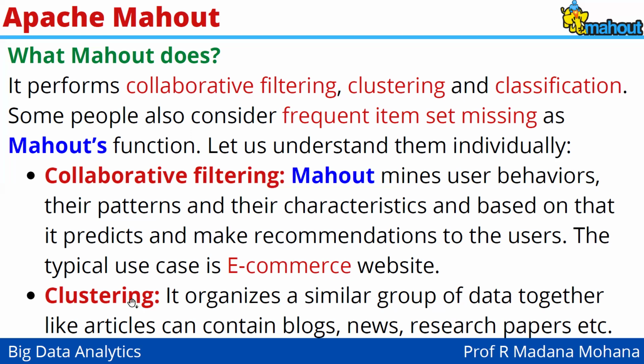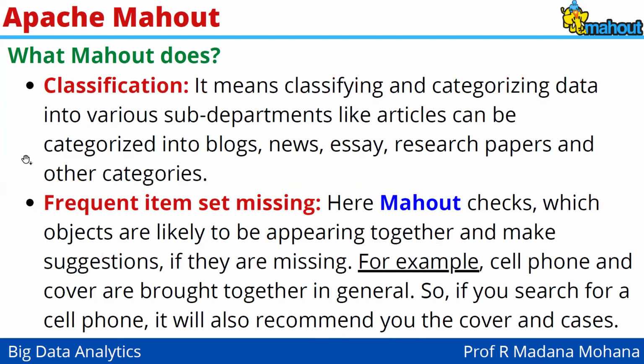Then the next one is clustering. It organizes a similar group of data together, like articles can contain blogs, news, research papers, etc. Grouping the similar items is clustering. The next one is classification. It means classifying and categorizing data into various sub-departments, like articles can be categorized into blogs, news, essay, research papers, and other categories. Then the next one is frequent itemset mining.